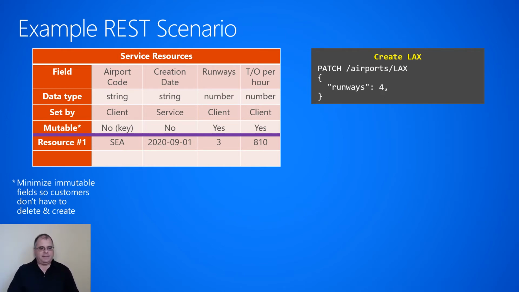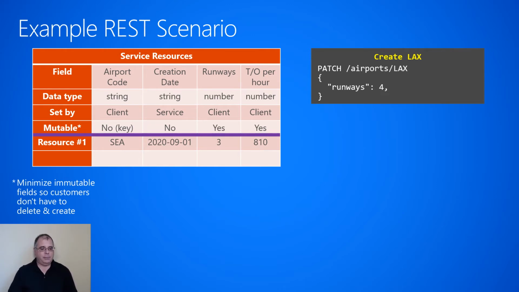Then I indicate for each of these fields what it is set by. So the airport code is set by the client. The creation date is actually set by the service when the resource is created on the service. And the number of runways and takeoffs per hour, these are values that are set by the client.